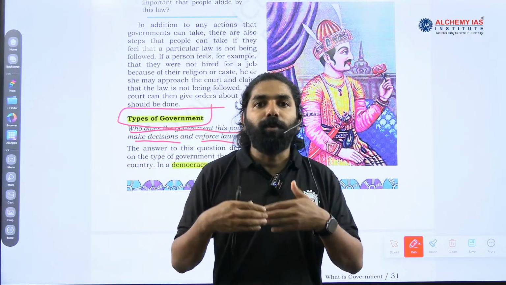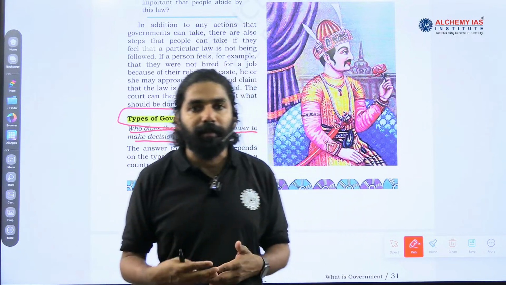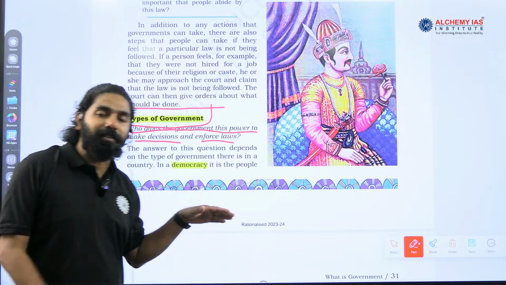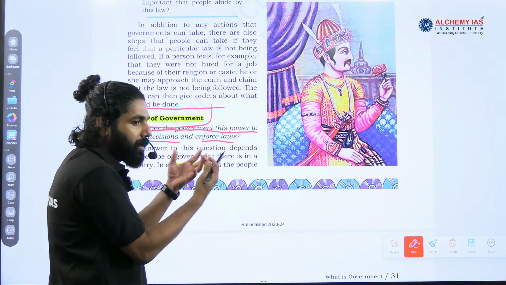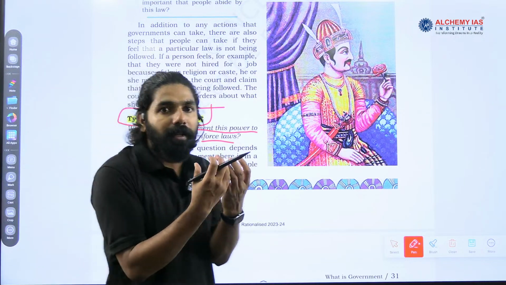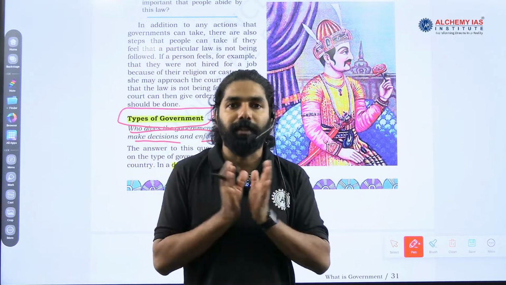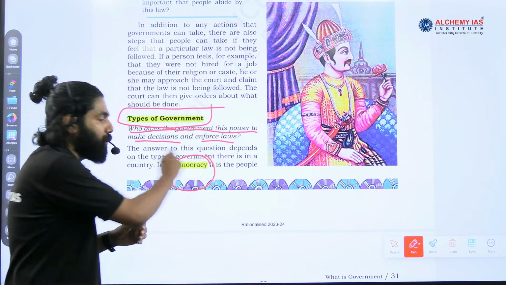According to the way that actually gives this power to the government, we can classify the government into different types. So depending upon the type of government that we have, the power will be given to this government. Here it starts with an example of democratic government.